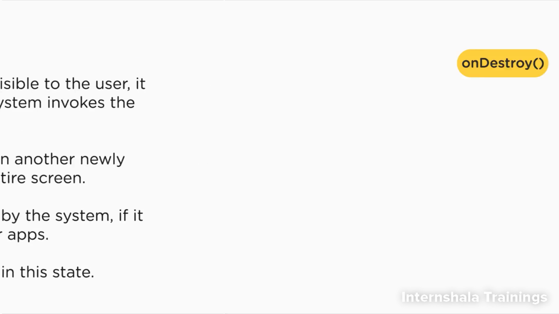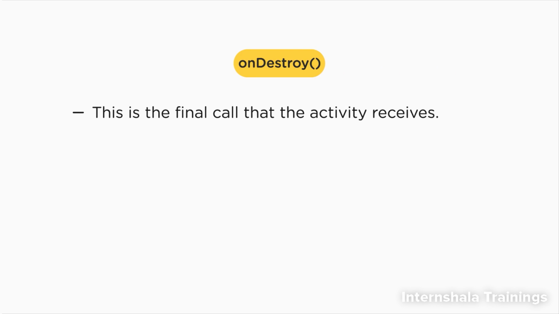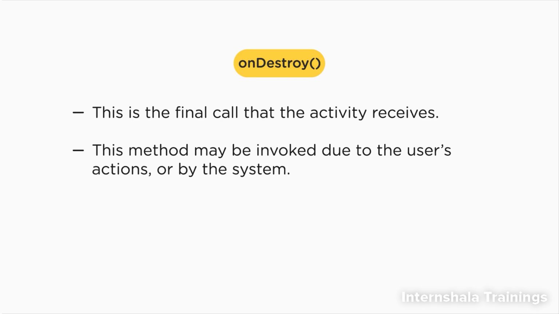Next, let's look at the onDestroy method. This is the final call that the activity receives. This method may be invoked because of a user's actions, such as when the user stops using the app and removes it from the background also. Or it may be invoked by the system when it wants to free up space for some other important functions. You may have seen sometimes the app stops responding. Well, that's because the activity faces a shortage of resources and hence it is destroyed.